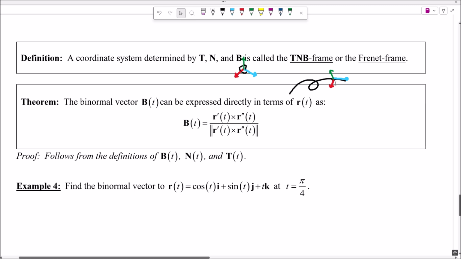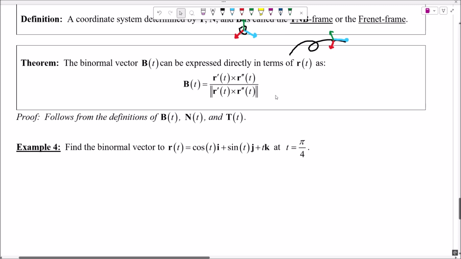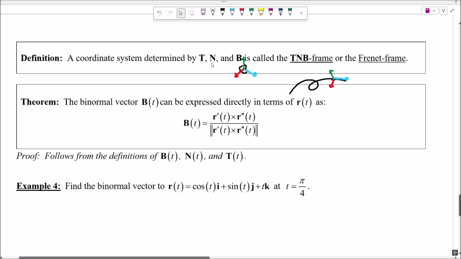Now, one of the things that we want to talk about here to round this section out is an alternative way of calculating B of t. Remember that we saw that B of t could be found by doing the cross product of T and N. But again, I said at the end of the last video that that was sometimes going to be cumbersome if I was given a problem like here in example 4.